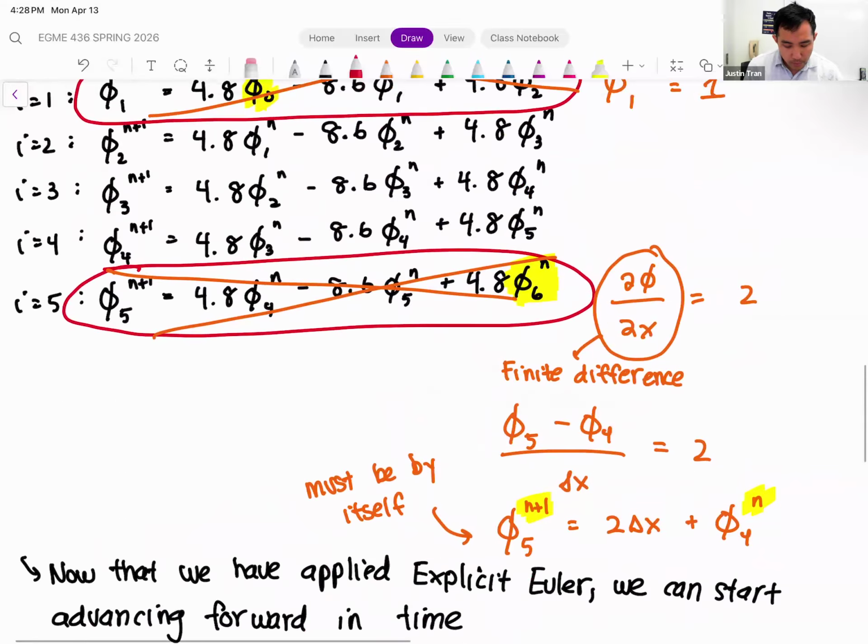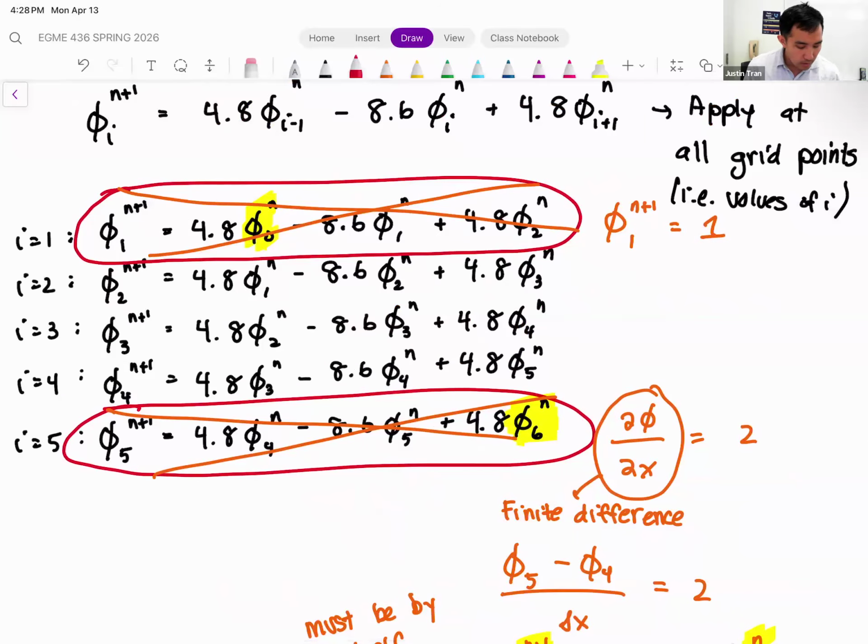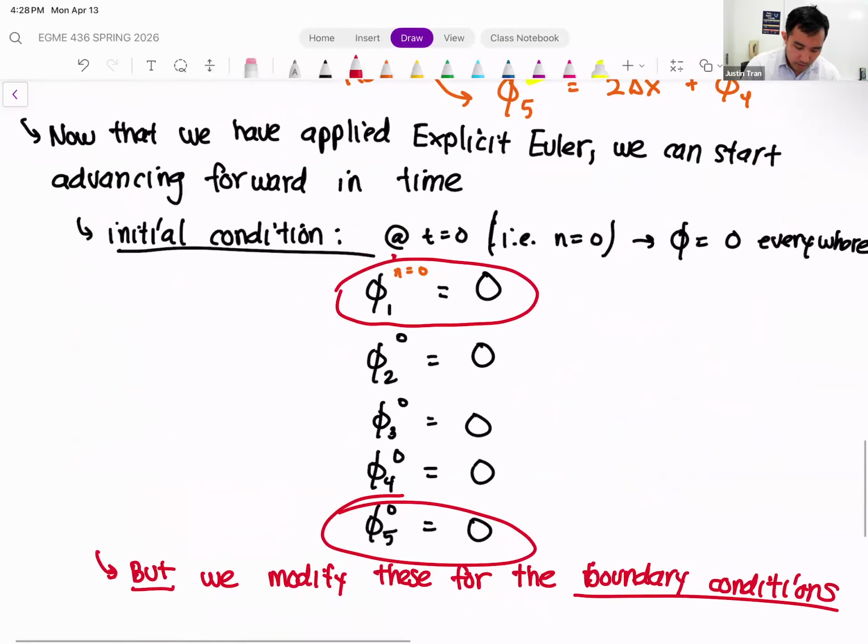So let's scroll all the way back up here for our equations here. And you can see from phi1 that at all values of time, phi1 is going to equal 1. Okay. So that means that phi1 at time step 0 is going to be 1.